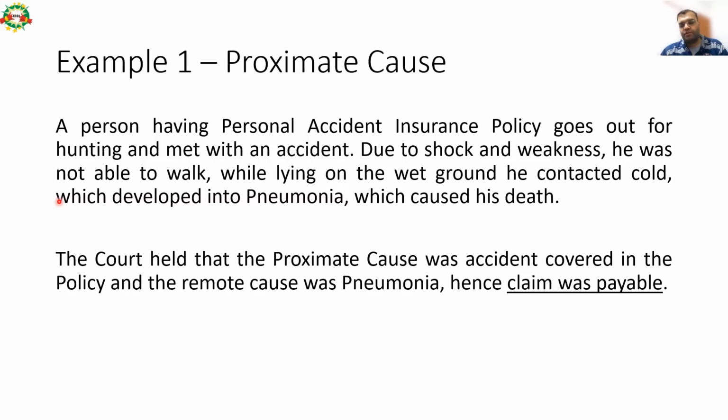So here multiple events happened. First event, he met with an accident, then he got a shock, then he got weakness, then he was not able to walk, and there was wet land, and he got pneumonia also, and subsequently he died. This case was referred to the court and the court decided that the proximate cause was the accident covered in the policy and the remote cause was pneumonia. So out of these two events, the court held that the person died because of the accident, and the accident was the proximate cause, and accordingly the claim was payable.